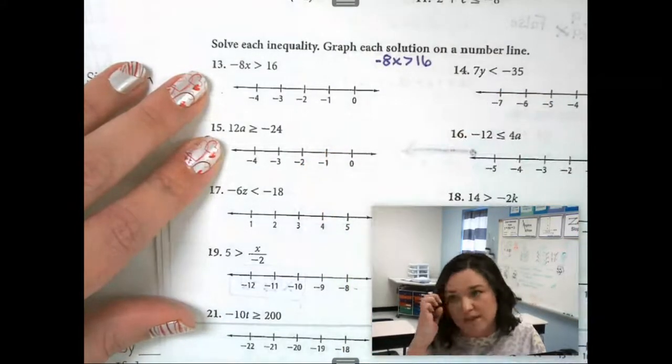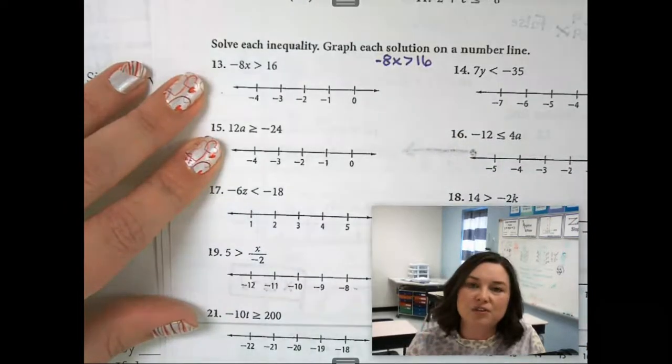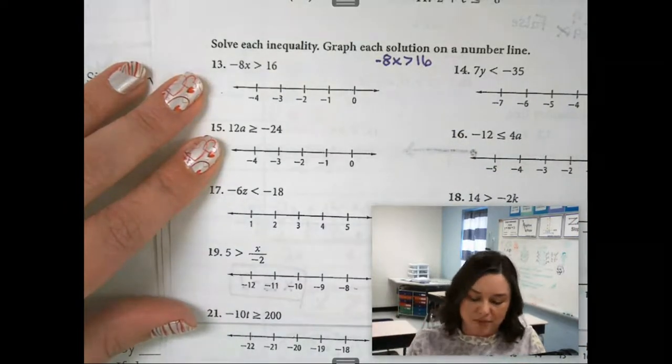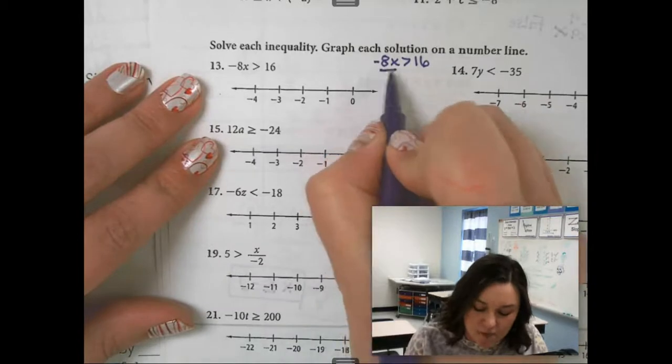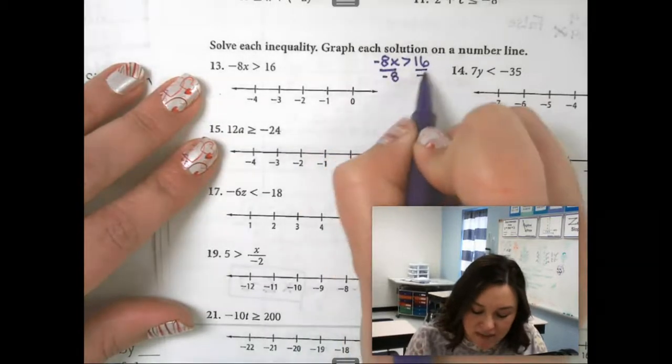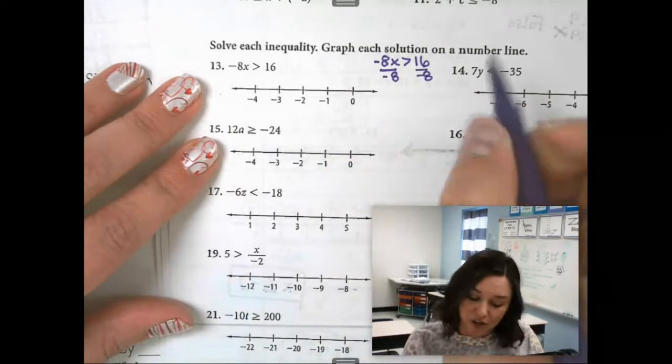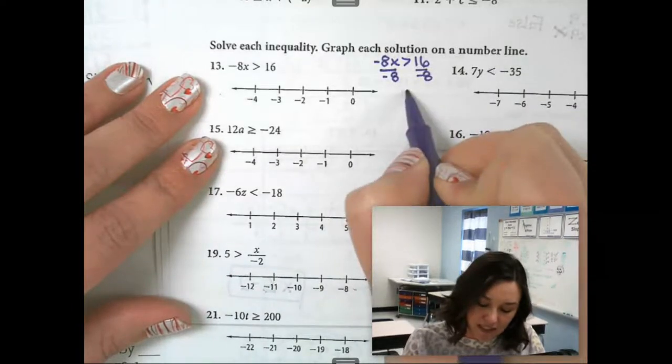This is a one step. It multiplies by -8, so what do I need to do? I need to divide both sides by -8. But if I divide both sides by -8, remember we got to flip that sign. Reverse, reverse. So it was greater than. I'm going to make it less than.